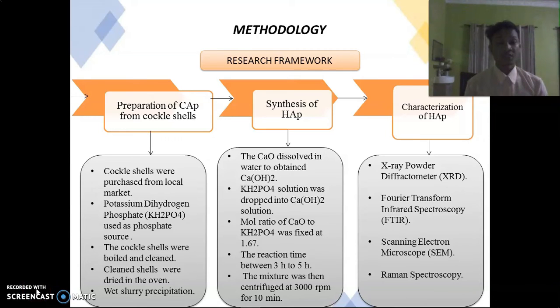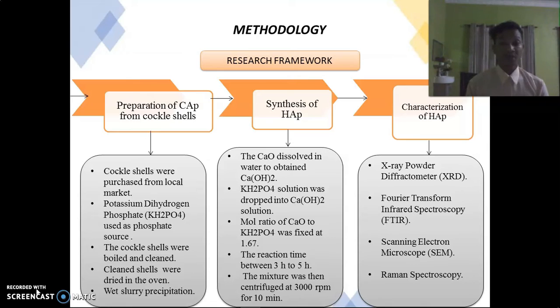Methodology research framework. The research framework is divided into 3 parts. The first part is preparation of calcium phosphate from cockle shells. Second, synthesis of calcium hydroxyapatite, and the last is characterization of hydroxyapatite.